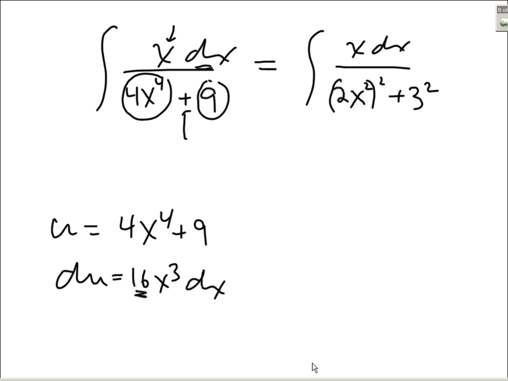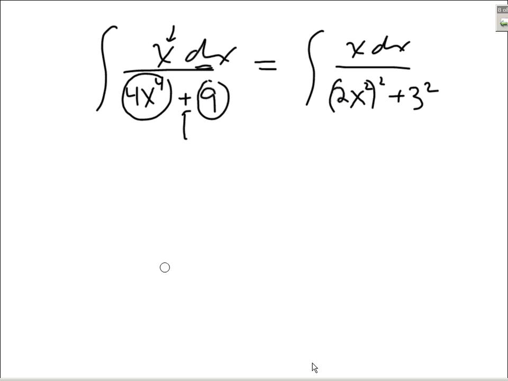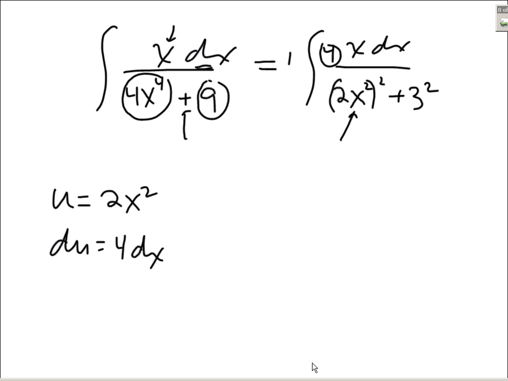And then what I would do is I would just have a different substitution. Maybe I would start off with u equaling 2x squared. Let that be u. Well, then du will be 4x dx. So I sneak in the 4, and I have to put a 1 over 4 outside.